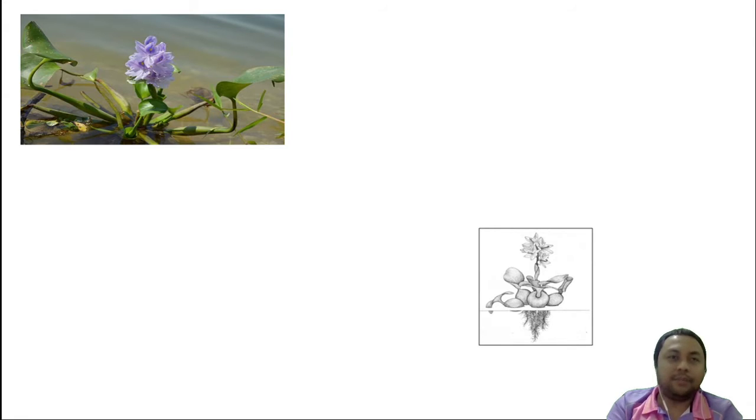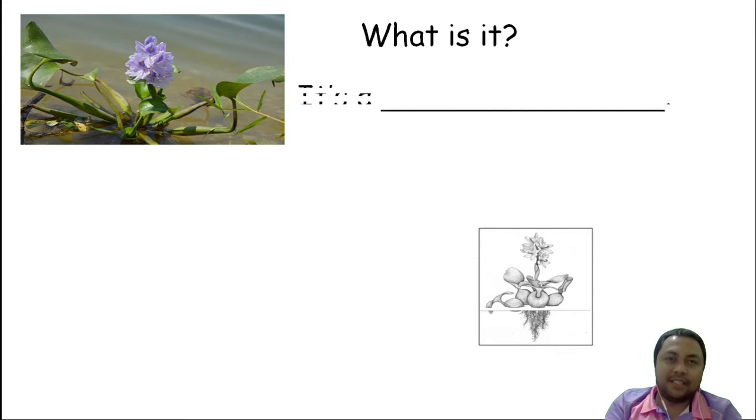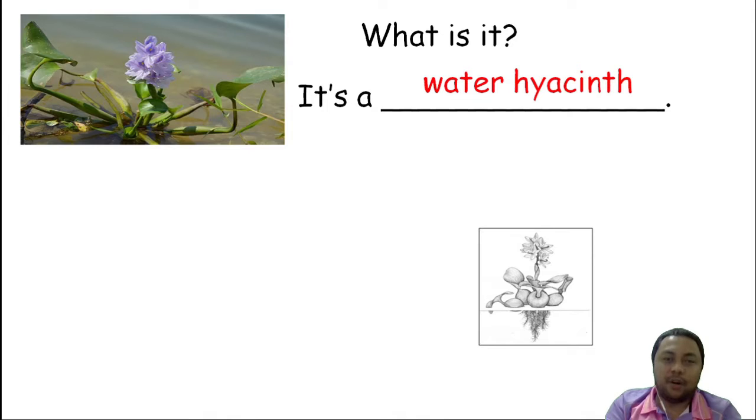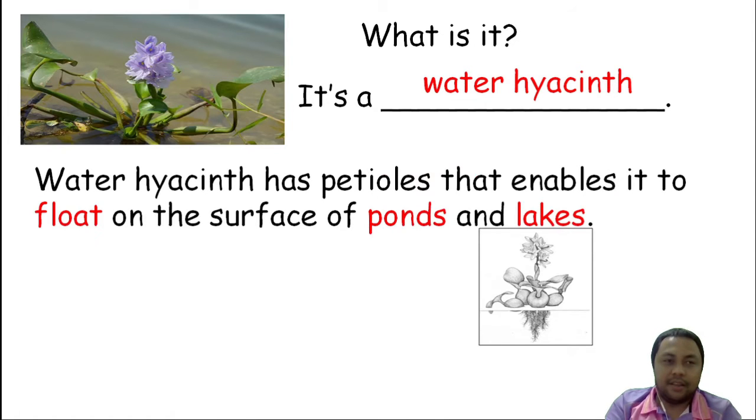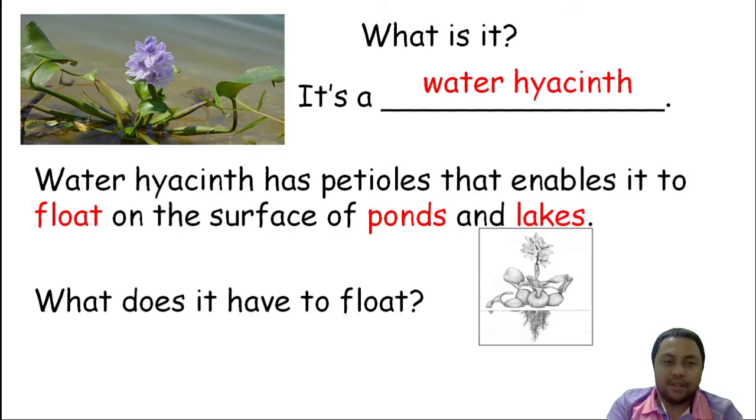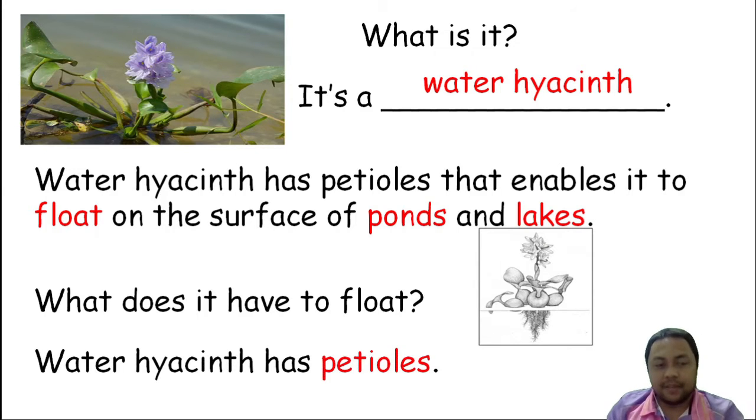First, plant and animal adaptation. What is it? It's a water hyacinth. Water hyacinth has petioles that enable it to float on the surface of ponds and lakes. So question, what does it have to float? Water hyacinth has petioles. Everybody say petioles.